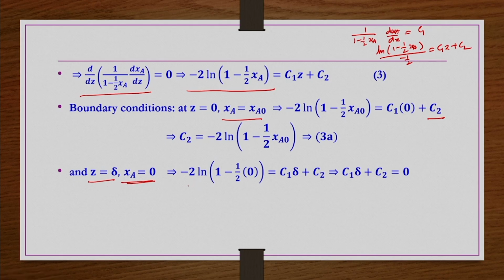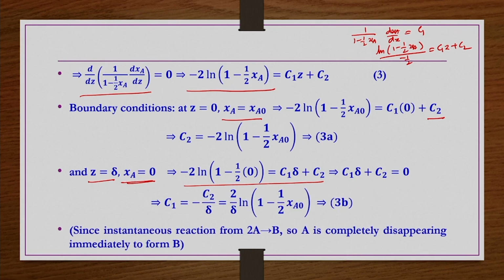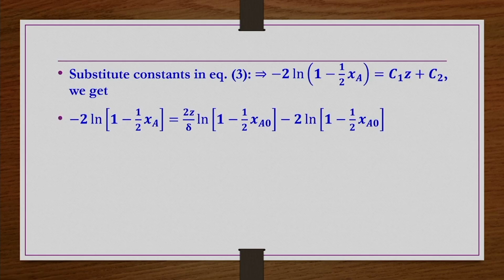So, when you apply this boundary condition, you get this one, that is ln of 1 is 0 and then C1 delta plus C2 is equal to 0, that is C1 you get minus C2 by delta. So, that is this one. Now you have C2 and then C1, these two if you substitute in equation number 3, you will get the concentration profile. So, this 2 by delta ln 1 minus 1 by 2 xA naught is nothing but C1 and then minus 2 ln 1 minus 1 by 2 xA naught is nothing but C2. These two we can cancel out.